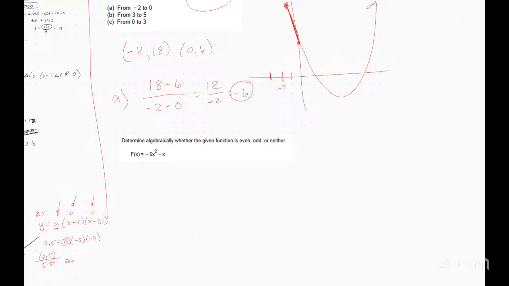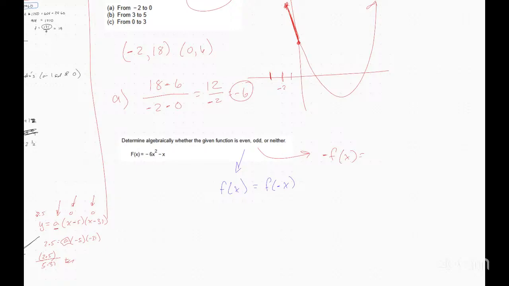All right. Determine algebraically whether it's even, odd, or neither. So even functions have the following: f of x equals f of -x. Those are even. Odd functions have this quality: negative f of x equals f of -x. And neither don't have either of those.